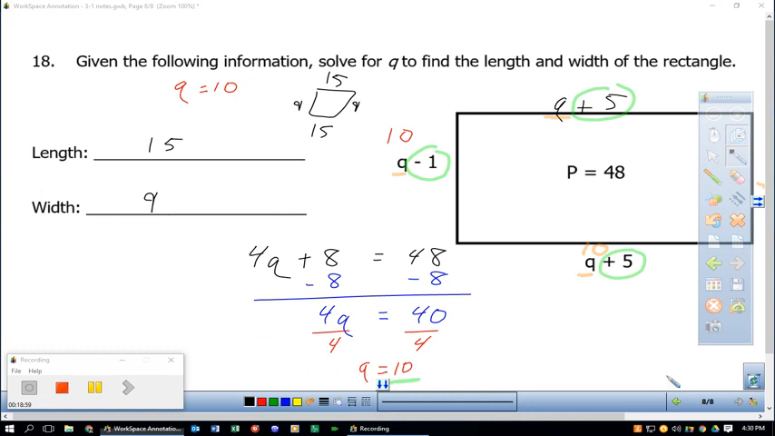All right, so that brings us to the end of these notes on solving equations by combining like terms. I believe we have an assignment to do this now. Let's go.